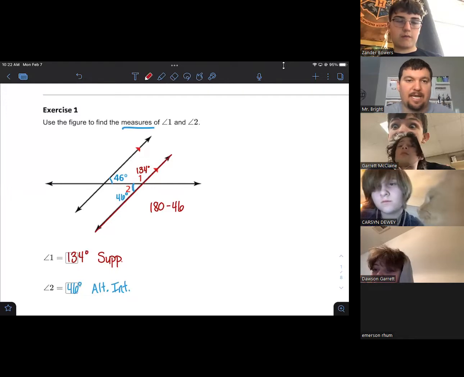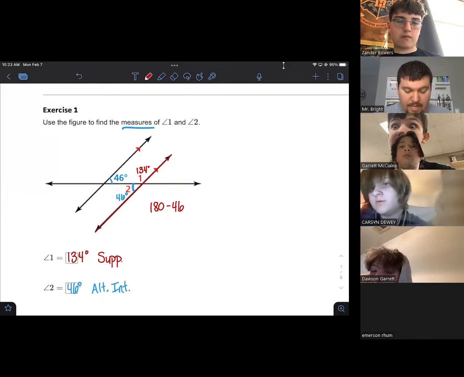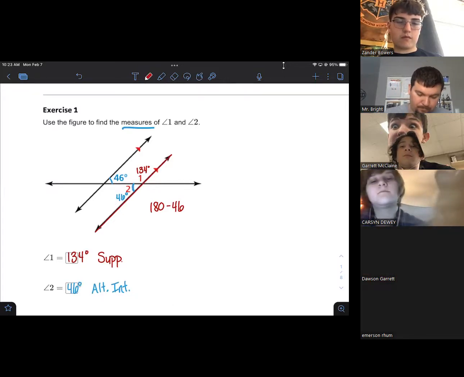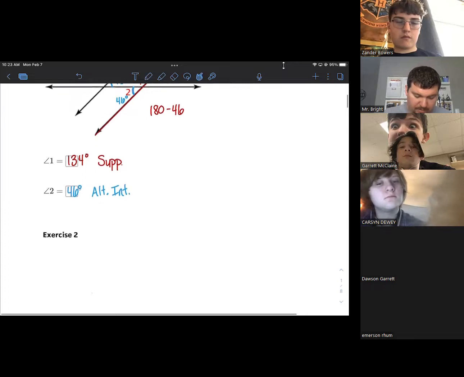So I'm just going to go ahead and write that down so we can get some more review. So angle 2 is equal to 46 because it's alternate interior with the given angle, and angle 1 is supplementary to both of them, and so you just subtract from 180. All right, let's move on to number 2.